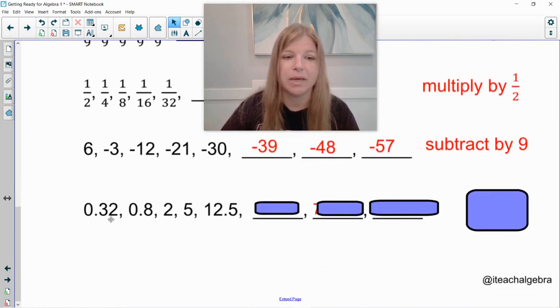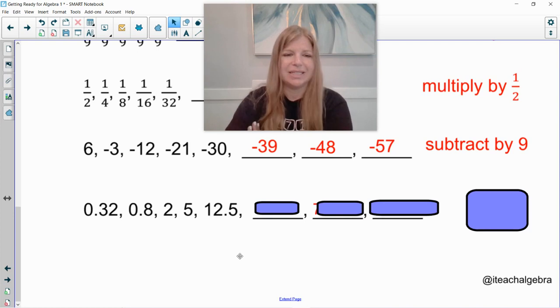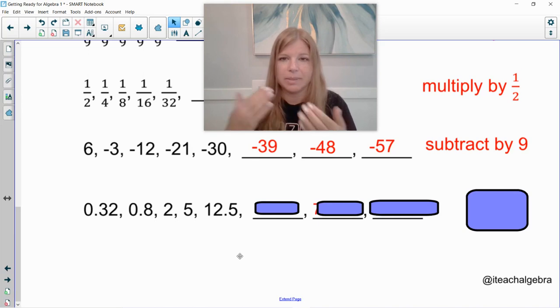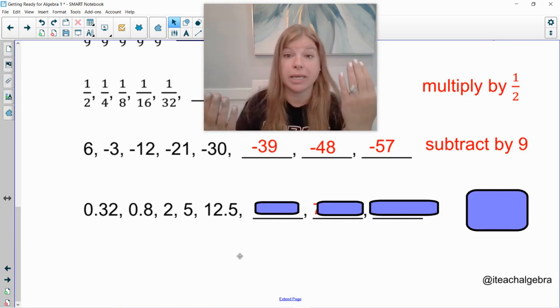Awesome. Last one: 0.32, 0.8, 2, 5, 12.5. I don't know, this one's a little tough. I don't see that they have a common difference. Going from 0.8 to 2 and then 2 to 5 is not going to be the same amount. I see the values are getting bigger, but they're not adding by the same thing, which would mean that they need to be multiplying by something.